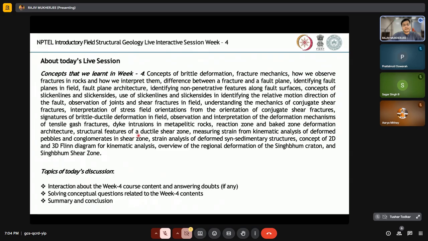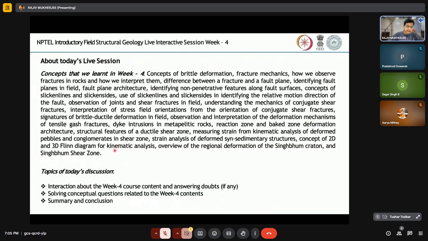Then structural features of a ductile shear zone, measuring strain from kinematic analysis of deformed pebbles and conglomerates in shear zones, strain analysis of deformed syn-sedimentary structures, the concept of 2D and 3D Flynn diagram for kinematic analysis, and finally an overview of the regional deformation of the Shingbum Craton and the Shingbum shear zone.